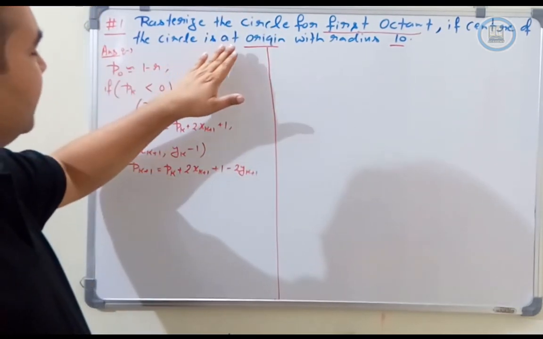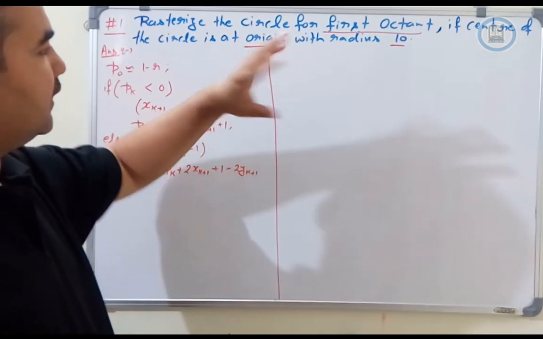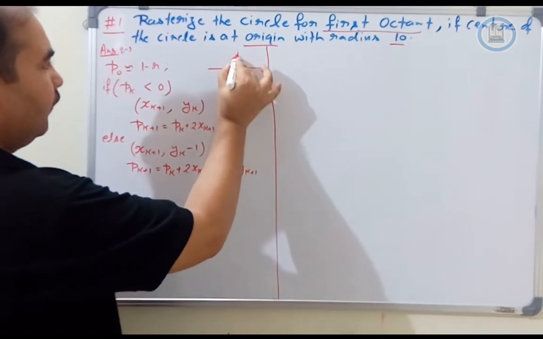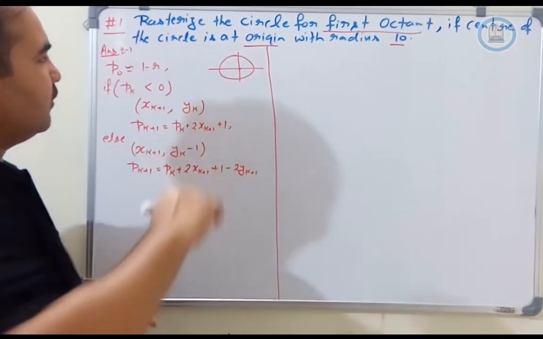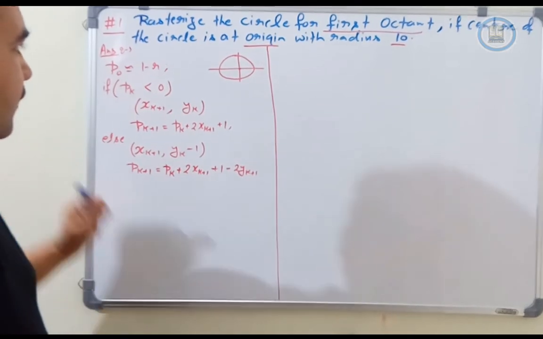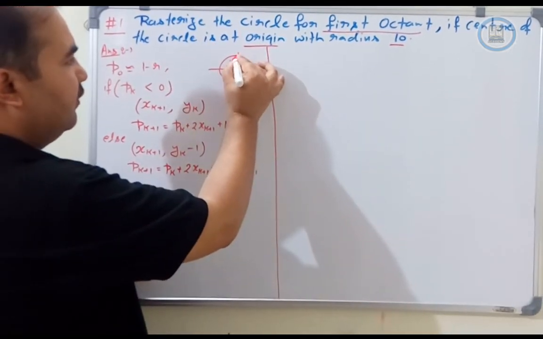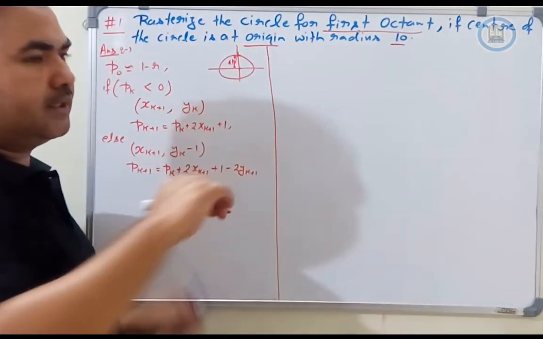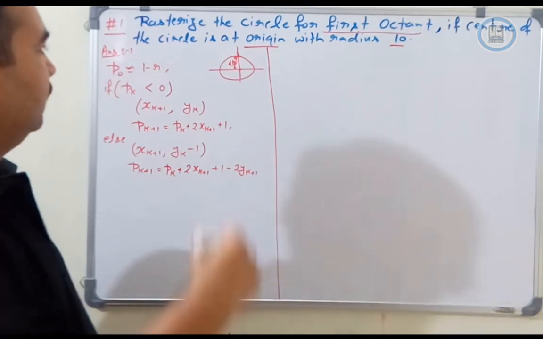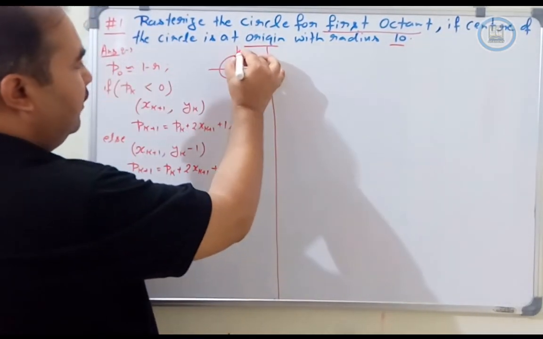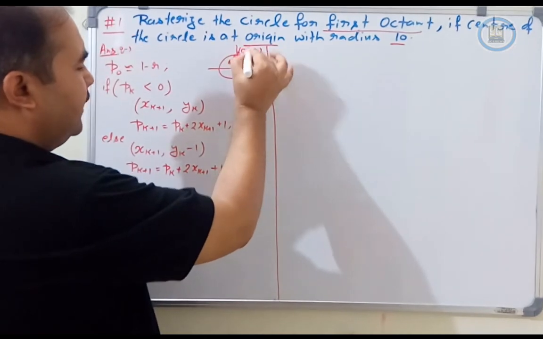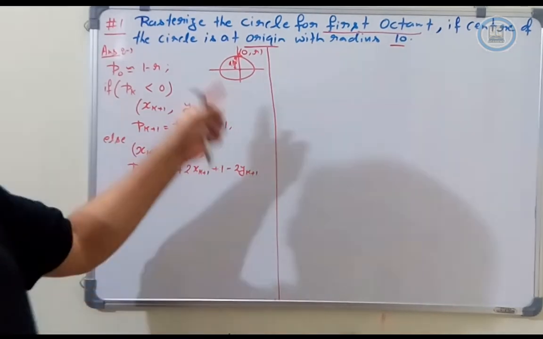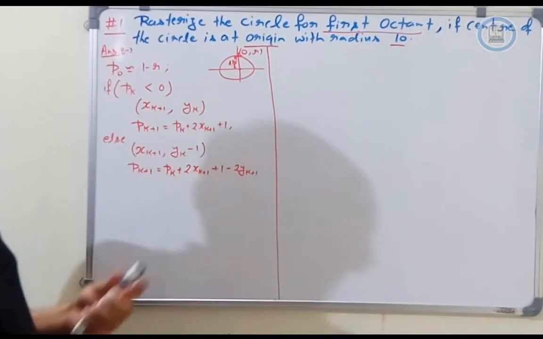The second thing given is that the circle center is at the origin. This is the circle center, already given to us at the origin with radius 10. This one is the radius. So what will be the first point on the y-axis of the circle boundary? It will be (0, r). It is obvious that the first point will be (0, r), that is (0, 10) for this case. So let us start the problem.